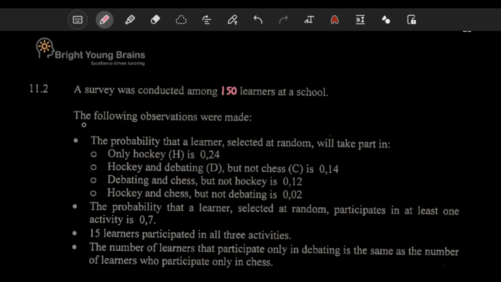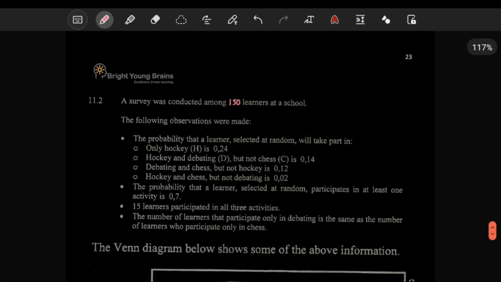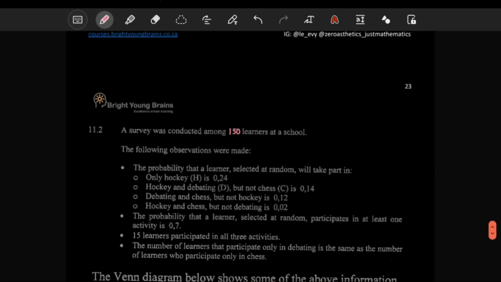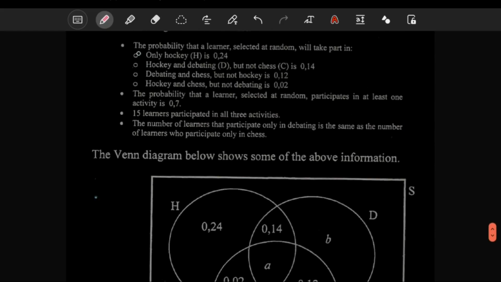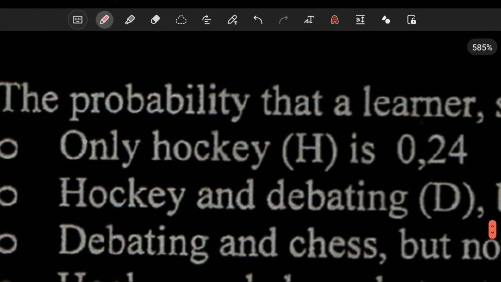So these 150 learners, they said the following observations were made. The probability that a learner selected at random will take part in only hockey is 0.24. So let's try and read our information while going through our Venn diagram, because the information here is linked to our Venn diagram, which is important. So here they said the probability that a learner selected at random will take part in only hockey. The keyword here is the word only.